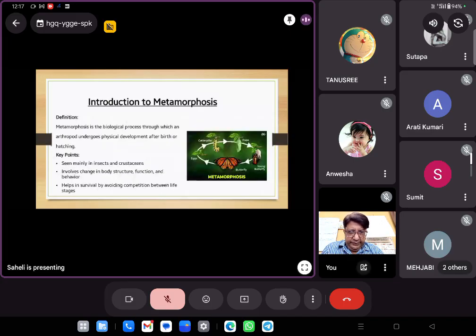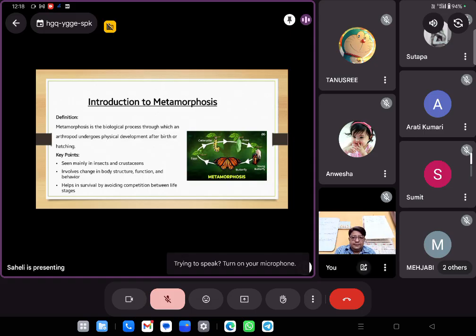Introduction of metamorphosis. Metamorphosis is a biological process in which an arthropod changes its body form after birth or hatching. It's mainly seen in insects and crustaceans. During this process, the organism's body structure, function, and behavior undergo significant changes. This transformation helps different life stages like larva and adult to occupy different habitats and eat different foods, which reduces competition among them and increases their chances of survival.